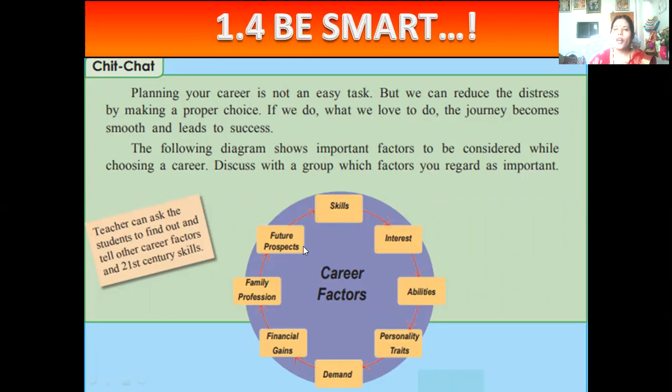This diagram shows important factors to be considered while choosing a career. Planning your career is not an easy task, but we can reduce the distress by making a proper choice. If we do what we love to do, the journey becomes smooth and leads to success.